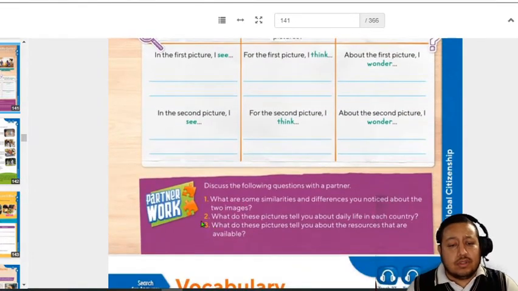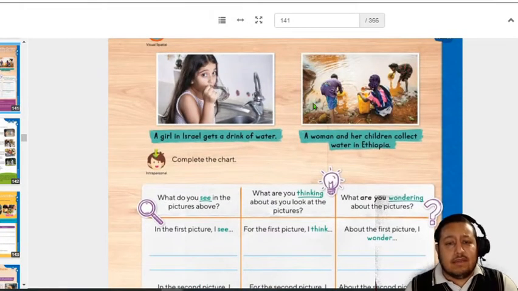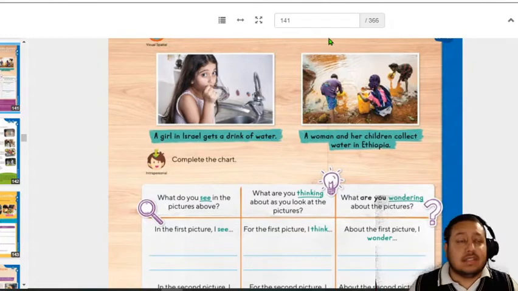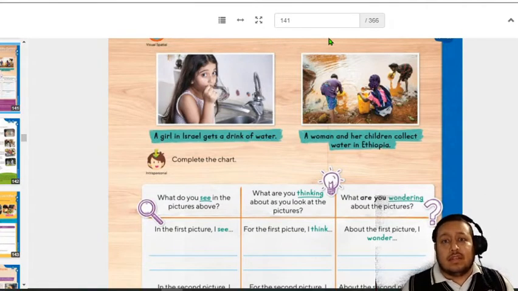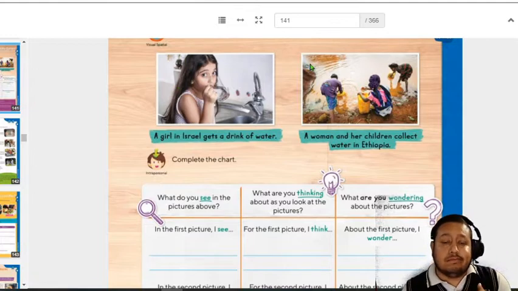And question number 2, what do these pictures tell you about daily life in each country? ¿Qué te dicen de la vida diaria de cada una de las personas de la foto? Esta que te dice, pues ella está a gusto en su casa, right? ¿Qué te dice de la vida diaria de ellos? No, pues que tienen que estar yendo al río, conseguir su comida. Y ella pues solo abre el refri y tiene su comida. ¿Y ellos? We don't know.